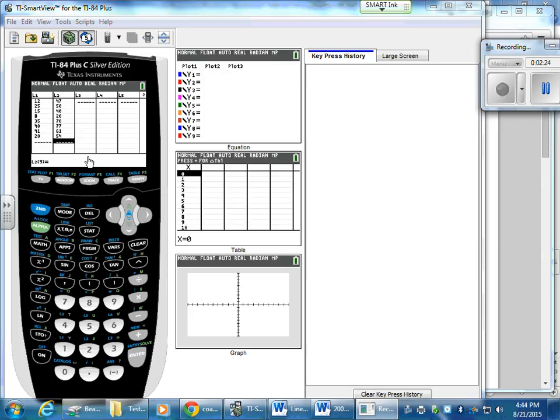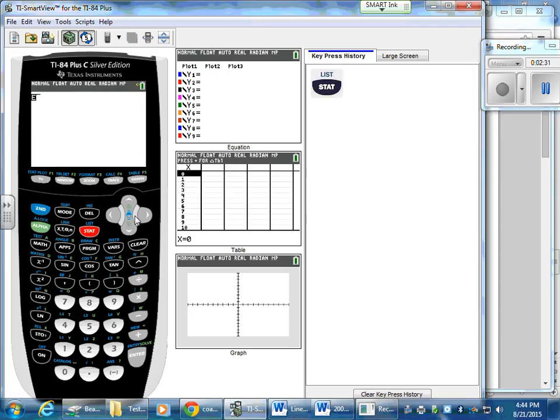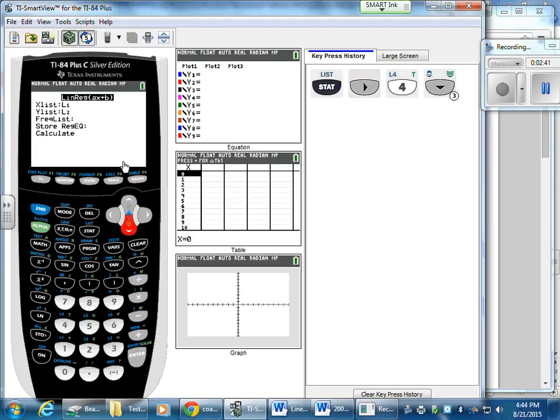So we've got to turn the diagnostic on so that we can see the correlation coefficient. Let me show you, for example, what would happen if I did it right now. I could do stat and arrow over to calculate and find the linear regression line. And right now the X list is in L1, the Y list is in L2. I'm not going to tell it where to store the regression equation right now. I will when I do it for real, but just go ahead and calculate it.